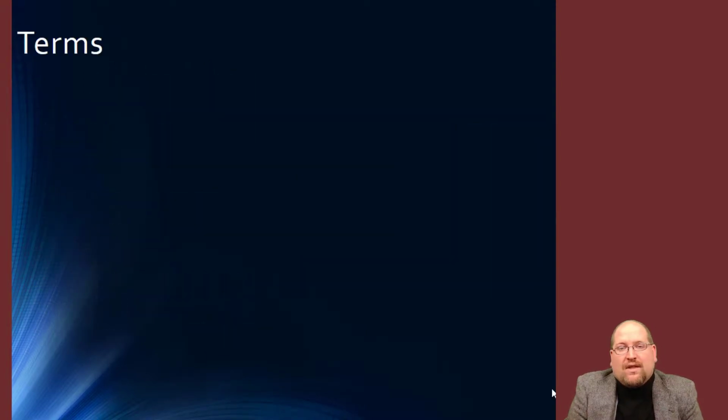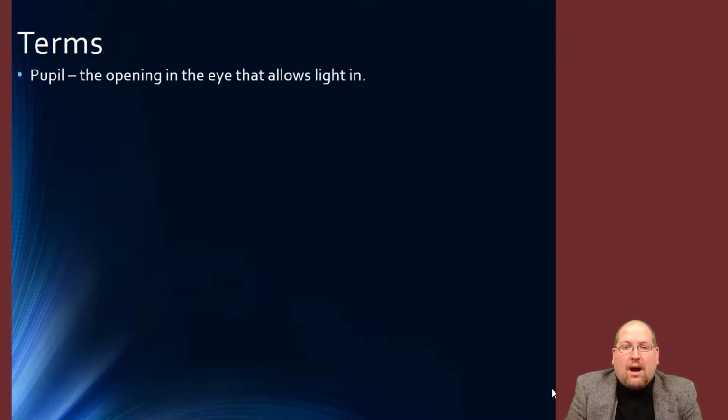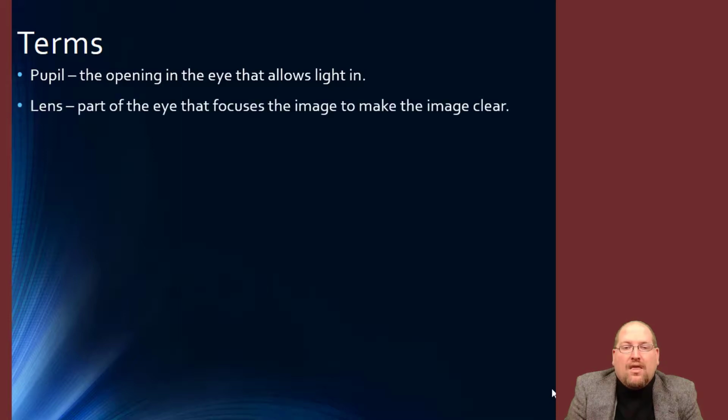Just as with any other section, we have our terms. Today our first term is pupil, the opening of the eye that allows light to get in. That is the black hole part of our eye. We'll talk more about that. The lens, which is just behind the pupil, is the part of the eye that focuses the image to make the image clear for us.